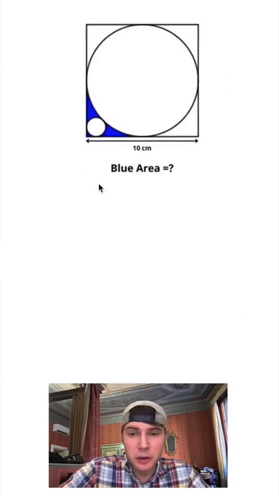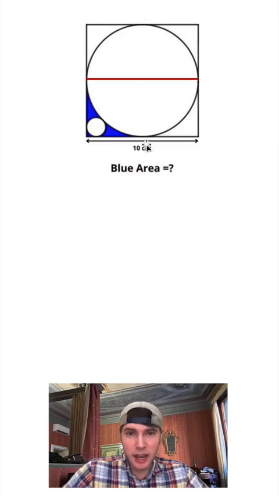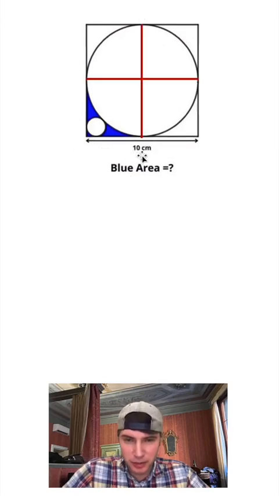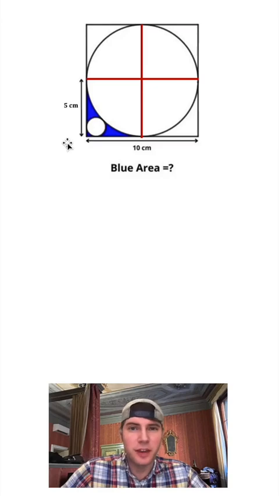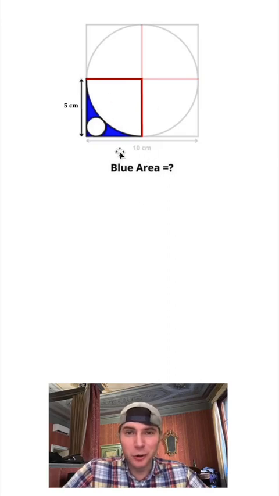Let's do it. They want to know what is the area of this blue region. Let's cut this in half horizontally and half vertically. This distance right here is going to be half of the 10 centimeters to give us 5 centimeters. Looking at this, the blue region is only in this lower left quadrant. So I'm going to focus on the lower quadrant. This down here will also be 5 centimeters.